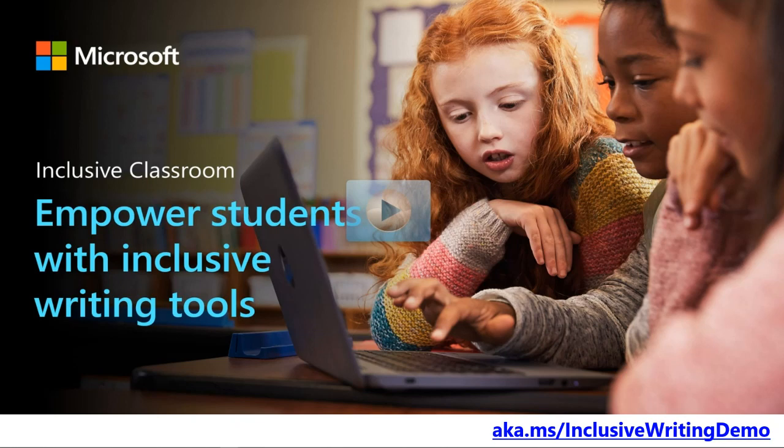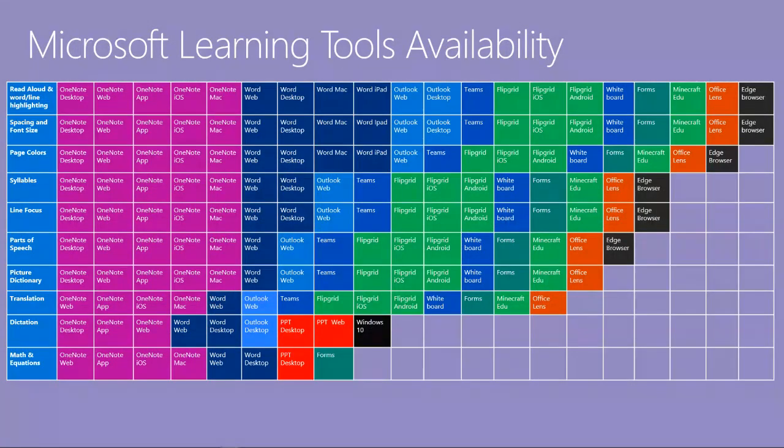Another thing, when you get these slides, the Microsoft Learning Tools availability, have a look here. We've got things like read aloud, spacing and font size, dictation, picture dictionary, etc. And when you come across here, you'll see all the different tools and all the different platforms. For example, it's available in OneNote desktop, OneNote web, OneNote app, OneNote for iOS, OneNote for Mac, etc. When we come down here for Dictate, we can see that it's in Word on the web. It's also in Word on desktop. We can see it's not in Word for the Mac, etc. So this is a really good place to go back and look at what's available in what tools.